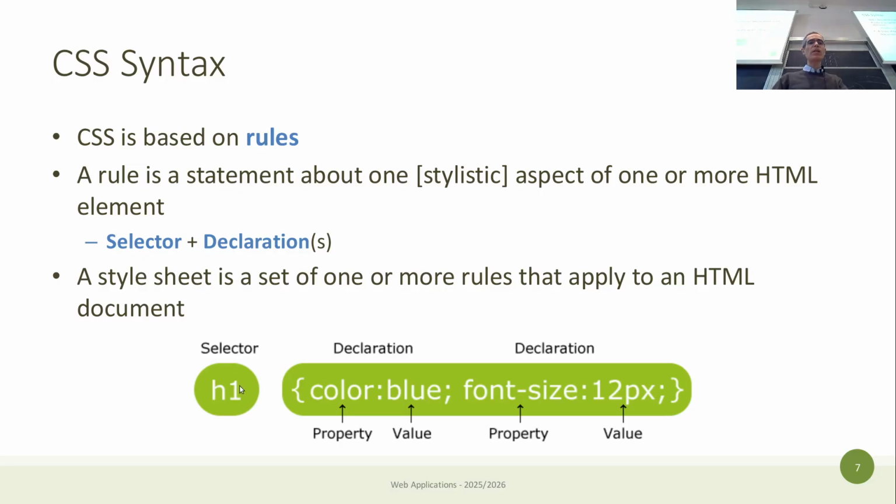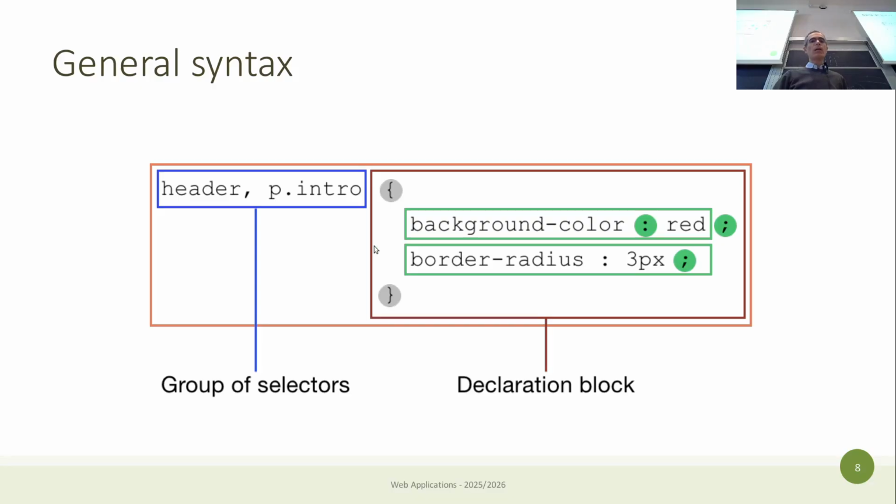For instance, here you see the selector. You guess this applies only to H1 elements in your HTML document. And the declaration says, make the color blue and the font size 12 pixels. Of course, these properties are all specified in the standard. So, a group of selectors, a group of rules, and so on. General syntax.